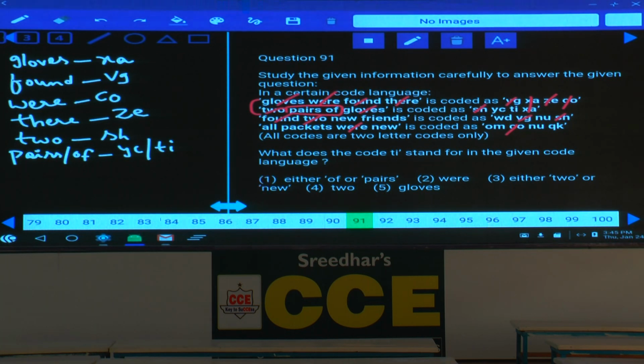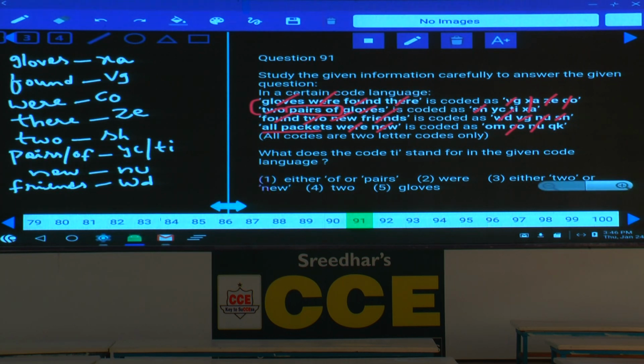Next one, found new friends. Now what is the word which is common here? New is the word which is common. As new is the word which is common between these two, the code which is common between these two will be NU. New is NU. If new is NU, then in the third statement, friends is the word which is left over, and the code which is left over is WD. WD is left over. Hence, friends is WD.